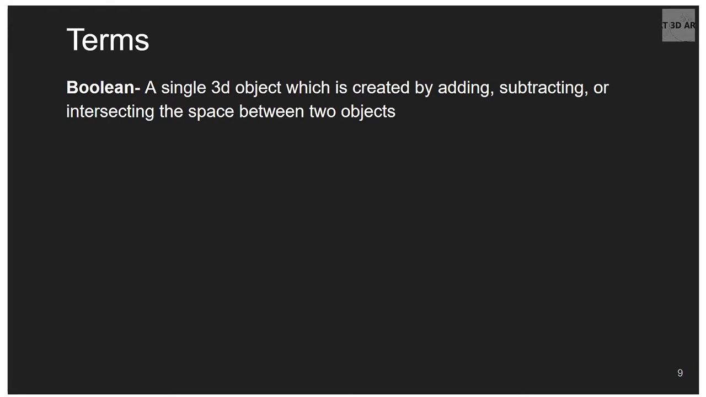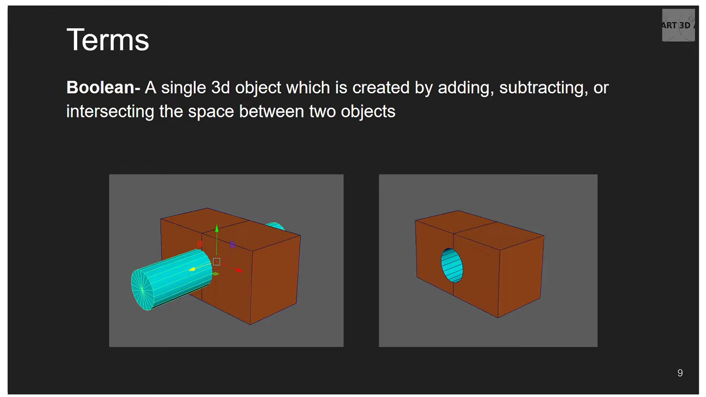All right, a boolean, right? I showed you guys the power of booleans the other day, right? A single 3D object which is created by adding, subtracting, or intersecting the space between two objects. That is what a boolean is, right? That blue cylinder is cutting out that hole in that rectangular prism.